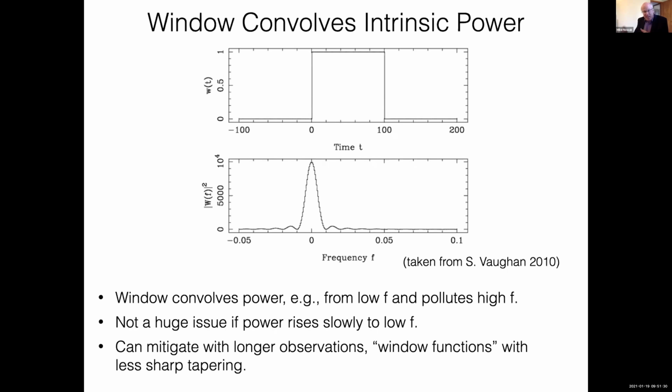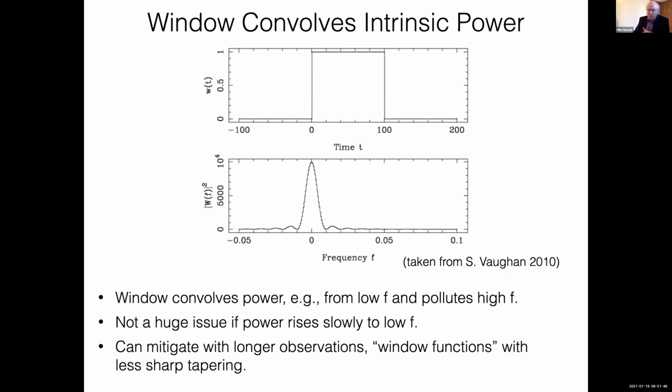So it tends not to be a huge issue for us if the power rises slowly to low frequency. The fact that in Cygnus X-1, we've got the power cutting off as a flat f to the 0 at low frequency means that it's not going to be a huge issue.